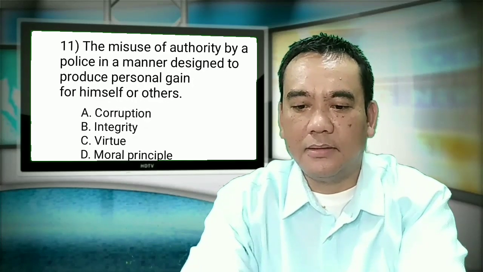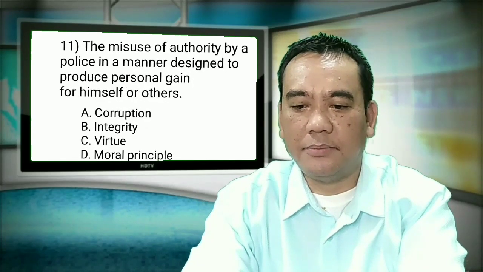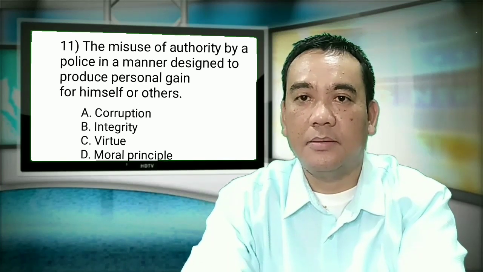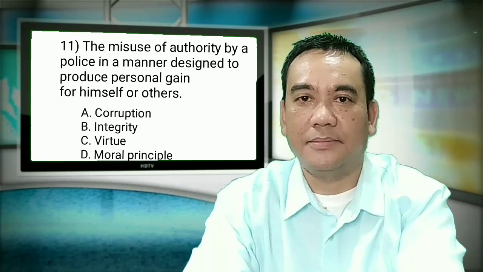Number 11. The misuse of authority by a police officer in a manner designed to produce personal gain for himself or others. A. Corruption. B. Integrity. C. Virtue. Or D. Moral principle.